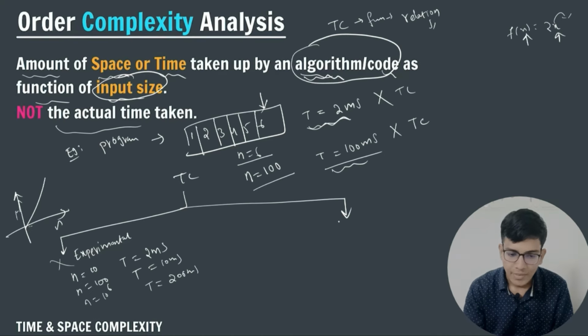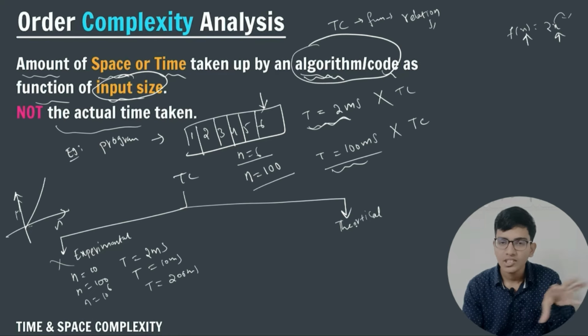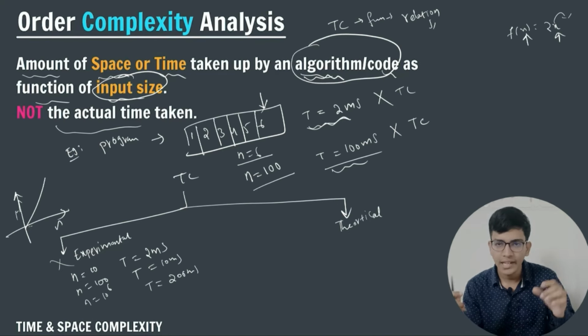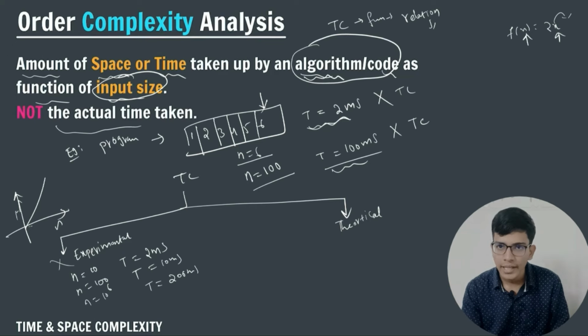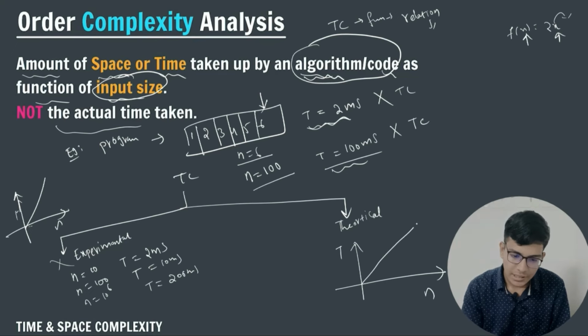And the second method is the theoretical method. In this we plot the graph and just look at the structure of the change in our graph, the structure and the relation between input and the time taken. For linear search we have seen that this is my input and this is my time, and this is the graph we got. As the size of the array increases, the time also increases.